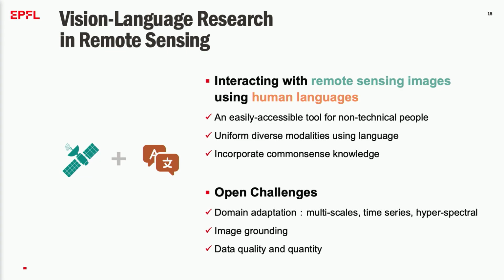So as a very short summary, visual language research in remote sensing aims to interact with remote sensing images using human languages. It provides an easily accessible tool for non-technical people, and it also provides an opportunity to unify diverse information or modalities using languages, and also incorporate common sense knowledge into image understanding. Also, as a rapidly developing field, there are still some open challenges. For example, the domain adaptation of large language models to remote sensing, image grounding of those models, and the annotation quality and quantity, which we are looking forward to addressing with you together in the future.